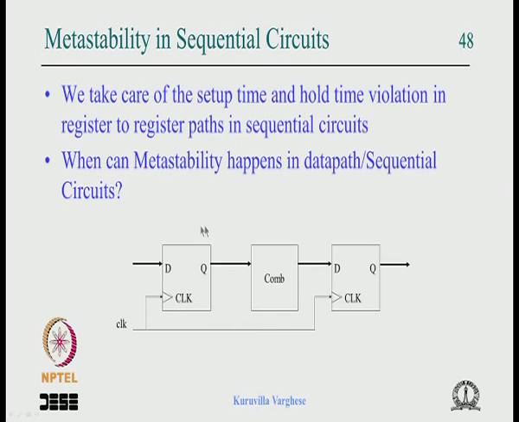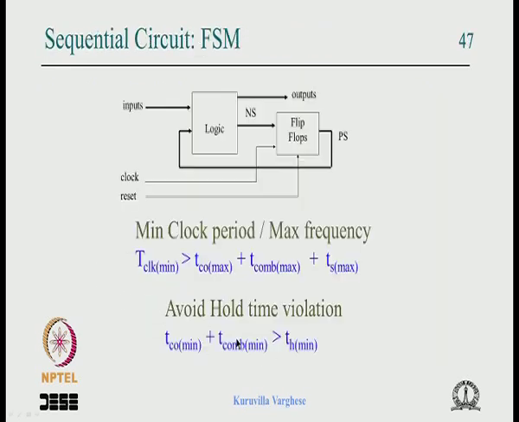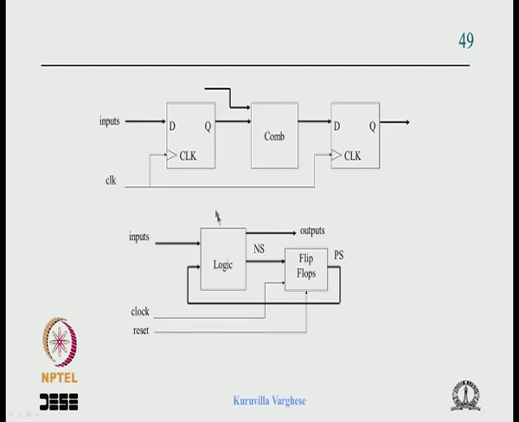So look at this picture, then you might get an idea of where things can go wrong. We have analyzed this path: the clock comes, the output changes, it propagates through here and it comes here. Nothing can happen because we have taken care that the clock period is greater than this path delay. So where can things go wrong? Let us put up this picture of the data path of the sequential circuit.